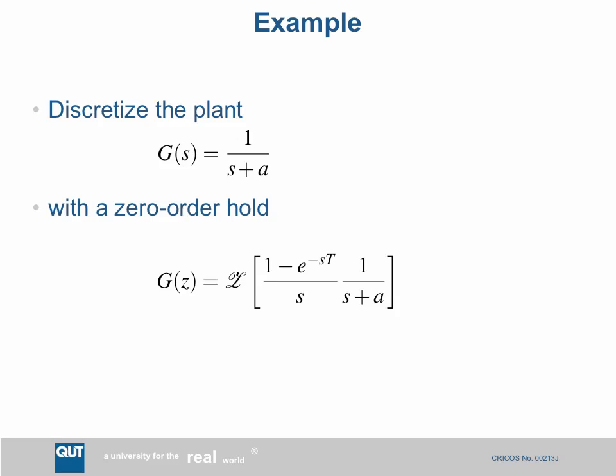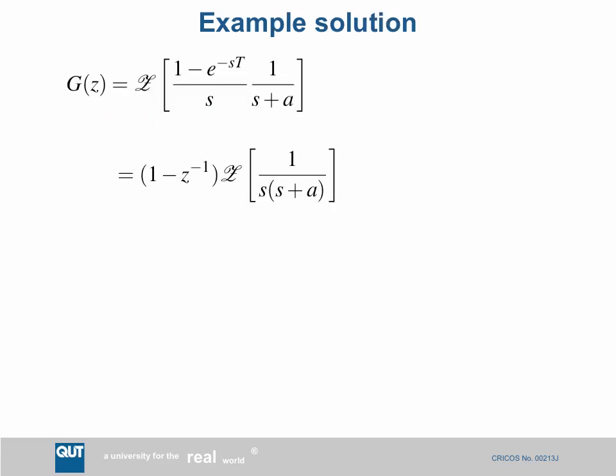So let's do an example. Consider this particular plant, very simple, first order plant with a zero-order hold in front of it. So what we want to do is to solve this Z transform. So we have written down the appropriate Z transform that we require. So it's got the plant dynamics and the zero-order hold dynamics in there. The simplification from a couple of slides ago, and we have to then look up 1 on s plus a in our table of Z transforms.